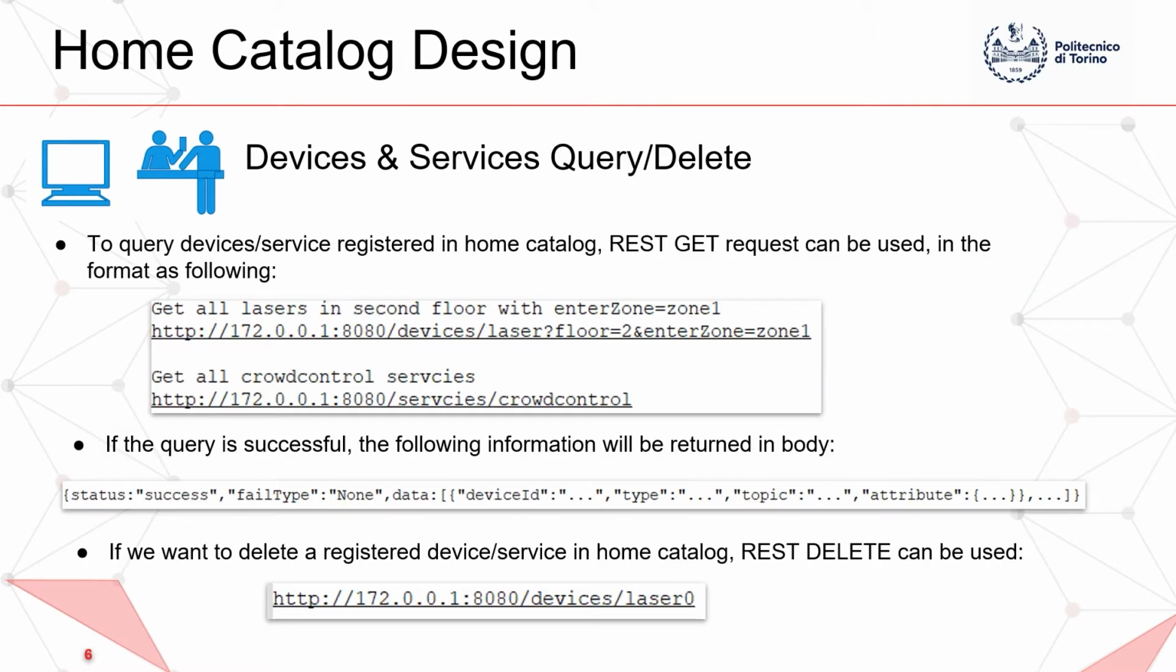To query the information of devices or services registered in home category, REST GET request will be used. In the URI, we can specify to query services or devices and a specific type of them. And with parameters, we can also specify some attributes of the target devices, which will make the query result more suitable for our target. If we want to delete a registered device or service in home category, REST delete requests can be used.